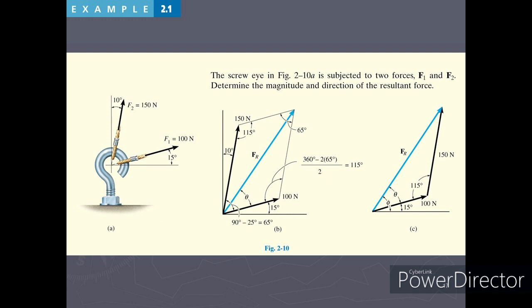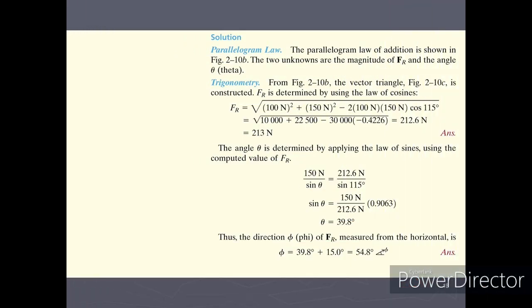This is 100. So we have two opposite sides, and we have this. We want to find this one. What do we use? Cosine formula, isn't it? And we have this angle, isn't it? So we just apply the cosine formula to find FR, isn't it? Very simple and straightforward. And then to find theta, this one, we use the sine formula, isn't it? Which is 150 over sine theta is equal to the resultant over the sine of the angle.